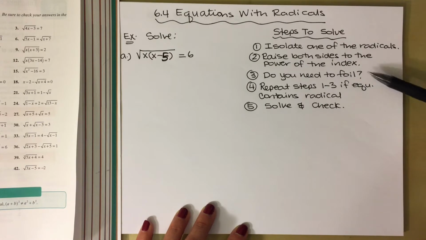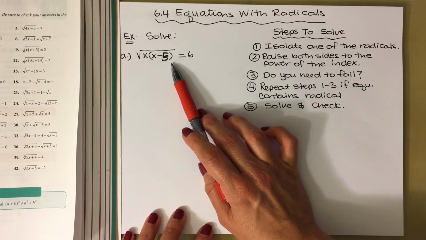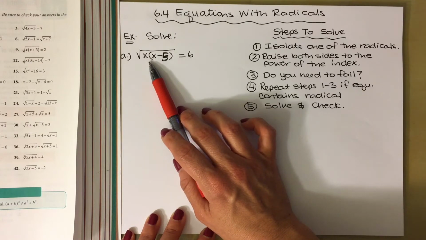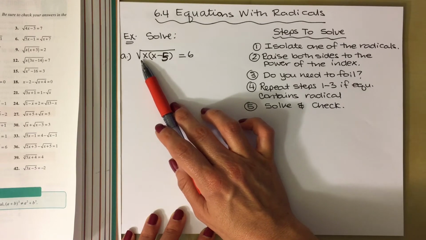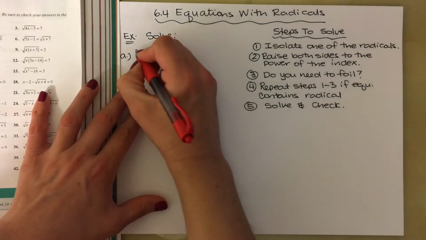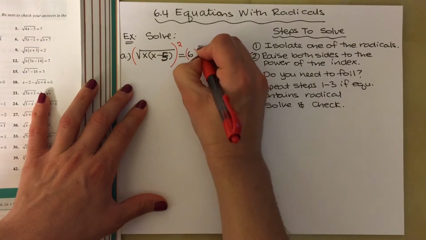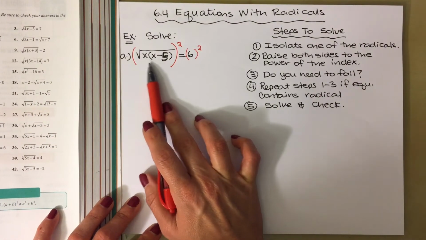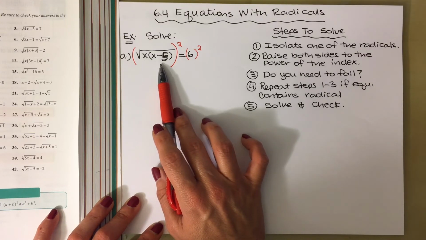power of the index. In order to solve this equation, I have to eliminate the radical. We can't isolate x if it's inside of a radical. The index for this radical is 2. What happens if I raise both sides to the second power? If you square a square root, the radical just goes away and we're left with x times x minus 5.